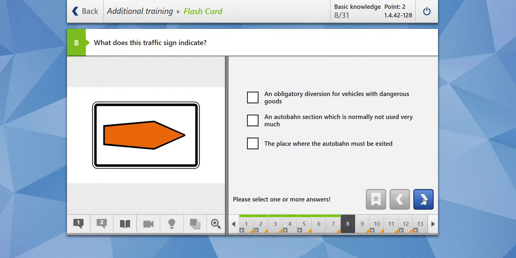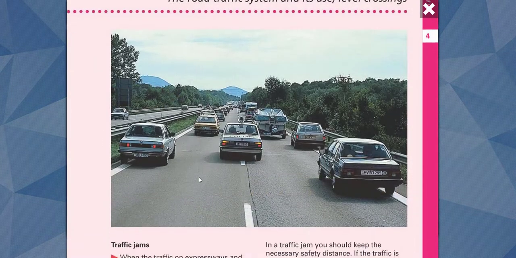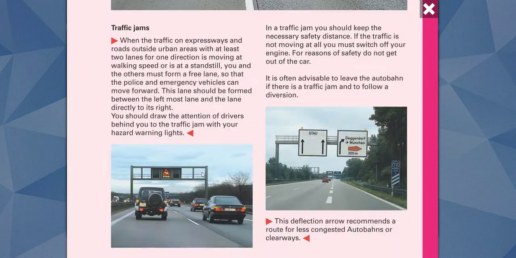What does this traffic sign indicate? So normally, what does this traffic sign indicate? Before answering it, let me show you. So what we see is that this is the traffic sign and this is a deflection arrow, which recommends that if you get stuck on the Autobahn, then it deflects you to the route which is less congested.